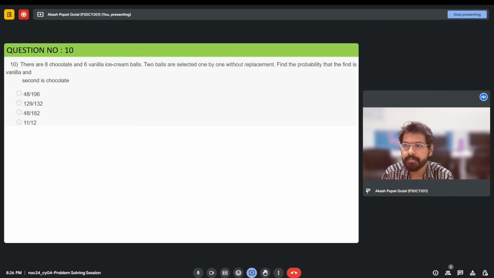So the next question. There are 8 chocolate and 6 vanilla ice cream balls. Two balls are selected one by one without replacement. Find the probability that the first is vanilla and the second is chocolate. Four options are given. Please try to calculate. Take your own time, 3 to 4 minutes.